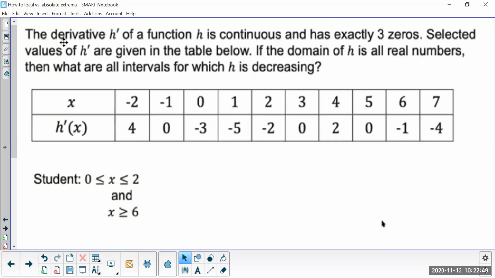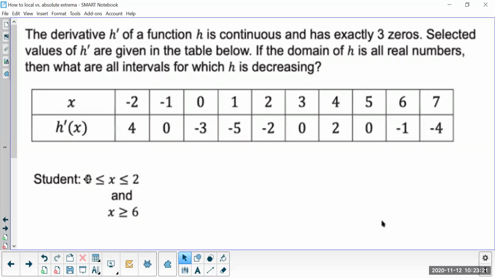So this new problem is pretty different from the other problem, and not just because of how the question is asked, but also because of what the question is asking to do. And sorry, it's not real clear. So we have student work here. A student read through this, thought about it, looked at the information they have, and said that h is increasing on the interval from 0 to 2, and when x is bigger than or equal to 6.